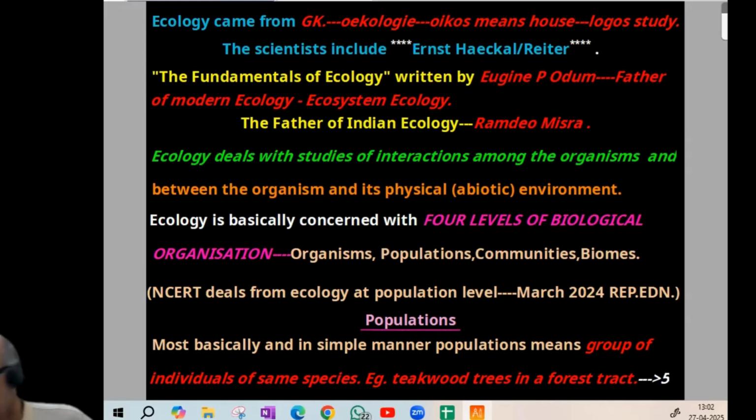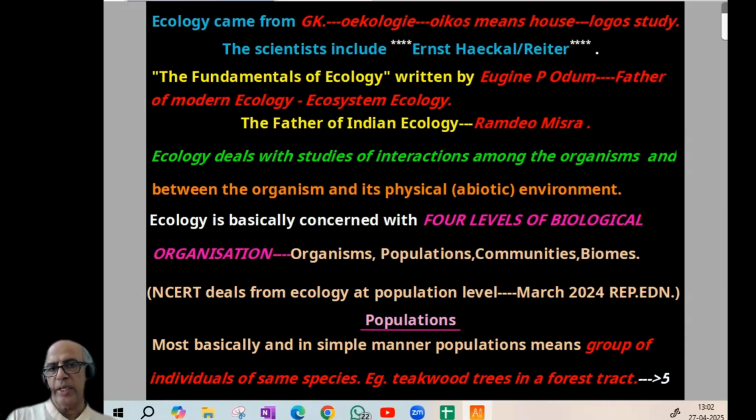Ecology is basically concerned with the 4 levels of biological organization: organisms, populations, then communities, biomes. NCERT deals with the ecology part from the population level only.